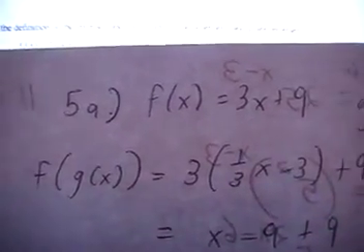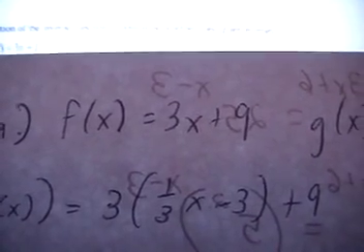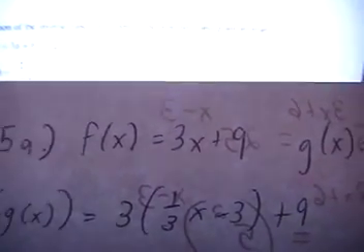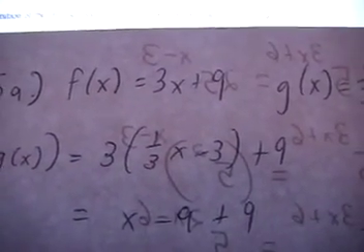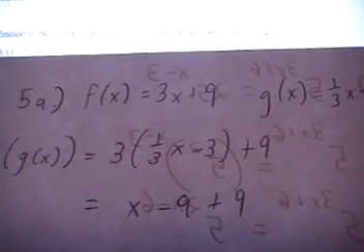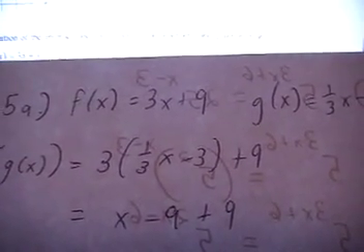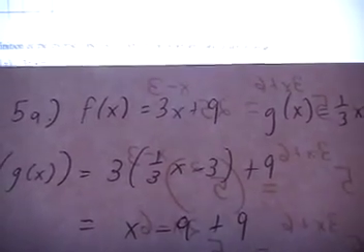f of g of x, that's where you take g of x, the entire function, 1/3 x minus 3, and plug it into f's function where the x is. So you've got that 3x plus 9. Right where the x is, you're going to plug in 1/3 x minus 3. So now it's 3 times 1/3 x minus 3, plus 9. Just the g function took the place of the x.